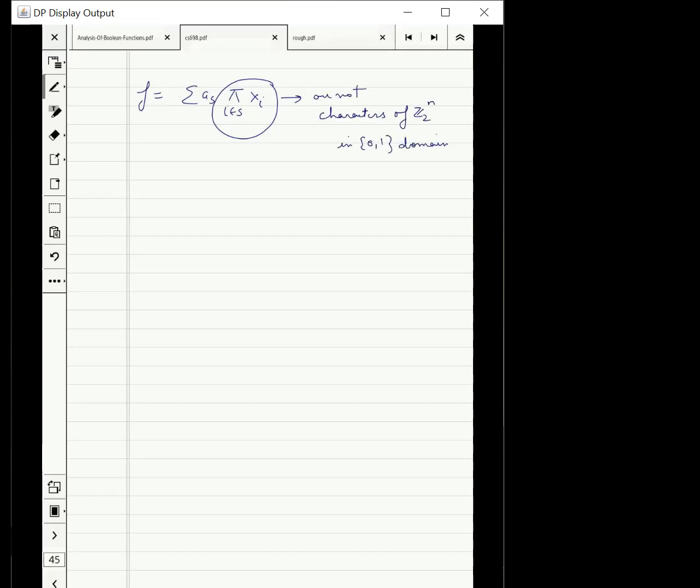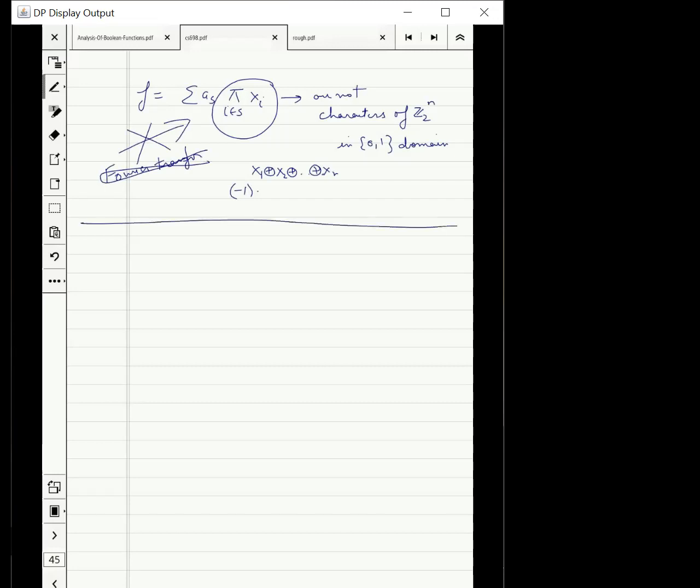In 0, 1, the characters would be these. Actually, to be more precise, minus 1 to the power of these. These would be the characters. Then in the 0, 1 domain, we will not call it the Fourier transform. Only in the minus 1, 1 domain will we call it the Fourier transform. Cool. We now know the Fourier expansion, and it is special.